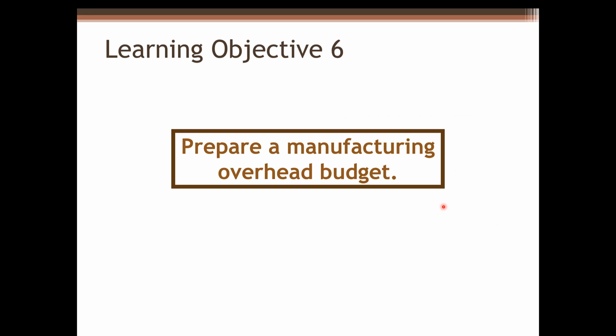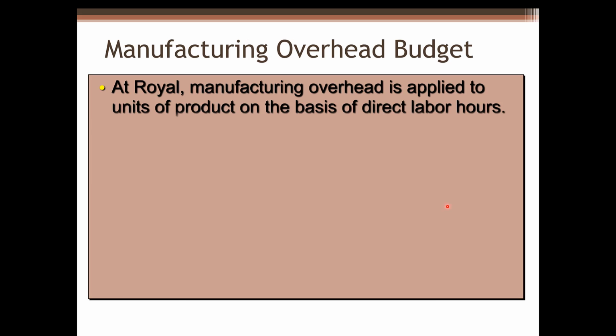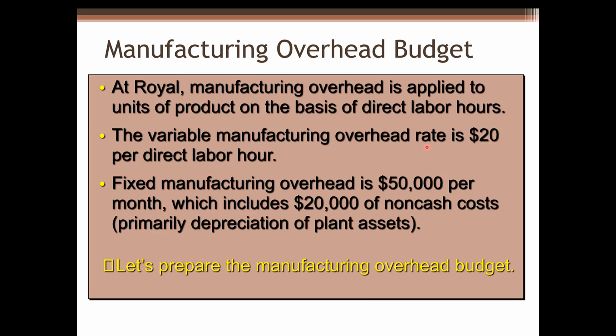Then we can prepare the manufacturing overhead budget. At Rowe, manufacturing overhead is applied to units of a product on the basis of direct labor hours. Here, direct labor hours are our allocation base. The variable manufacturing overhead rate is $20 per direct labor hour. Fixed manufacturing overhead is $50,000 per month, which includes $20,000 of non-cash costs, primarily depreciation of plant assets. And let's prepare the manufacturing overhead budget.